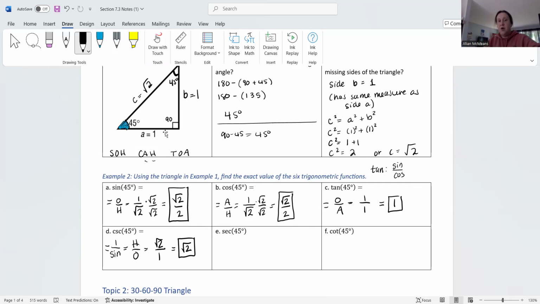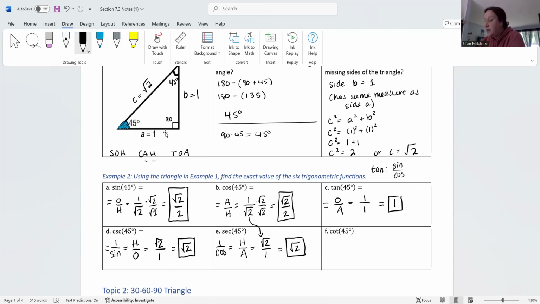Okay? Now, for secant, we know that it has a reciprocal relationship with cosine. So secant is 1 over cosine. We know that cosine is adjacent over hypotenuse, so secant is hypotenuse over adjacent. So we get square root 2 over 1. We're taking the reciprocal of 1 over square root 2, and that just becomes the square root of 2.